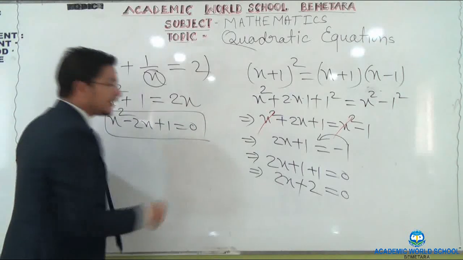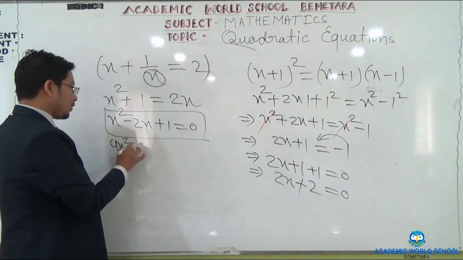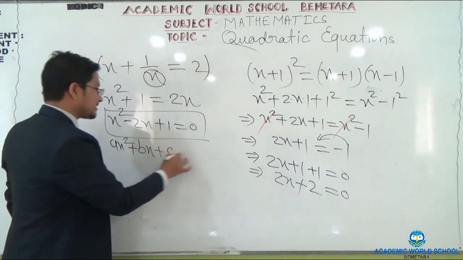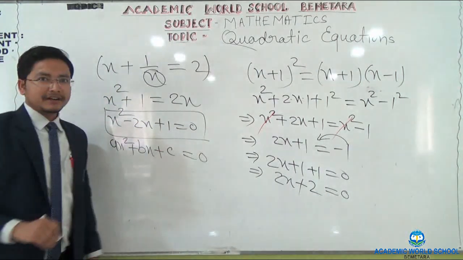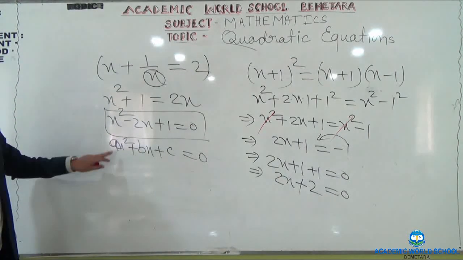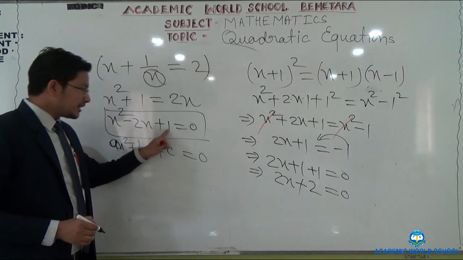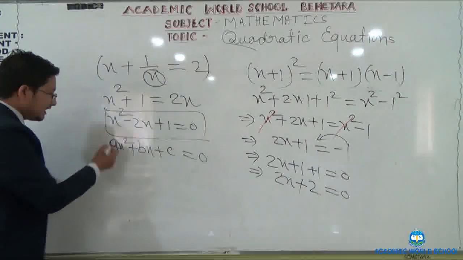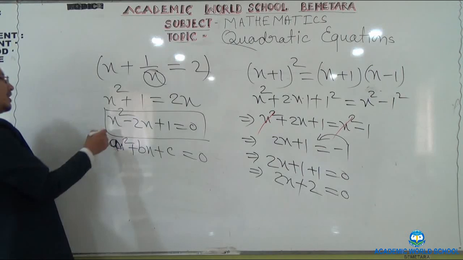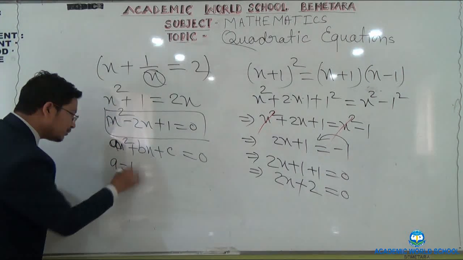So this is a quadratic equation in the form of ax square plus bx plus c is equal to 0. Now I will ask you what is the value of a, what is the value of b, and what is the value of c. So a is the coefficient of x square. What is the coefficient of x square over here? 1. So a is equal to 1.